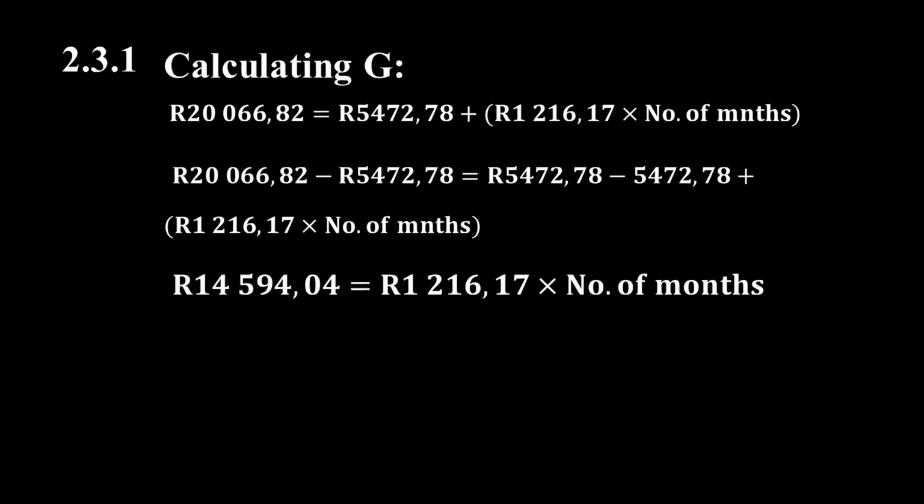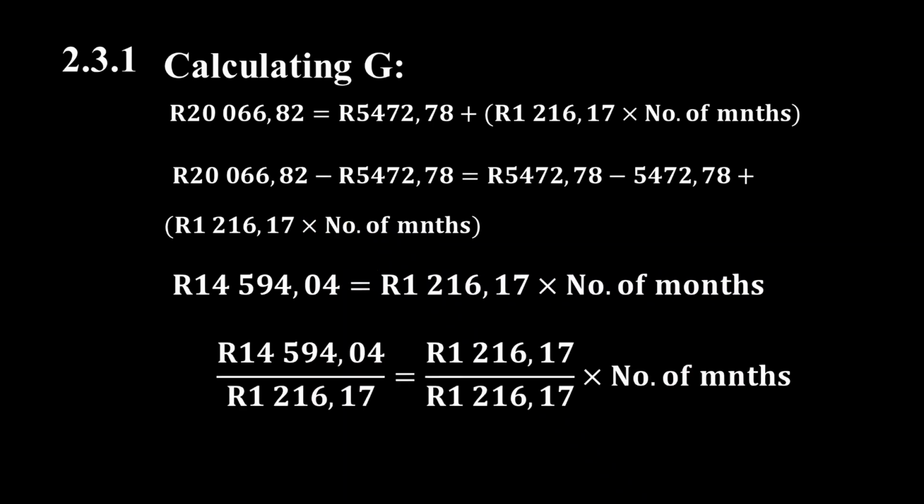Simplifying this equation will give us 14,594.04 equal to 1,216.17 multiplied by the number of months. The next step is to get rid of the 1,216.17 on this side of the equation. We do this by dividing both sides of the equation by 1,216.17. Simplifying this equation will give us the number of months equal to 12. So G equals 12 months.